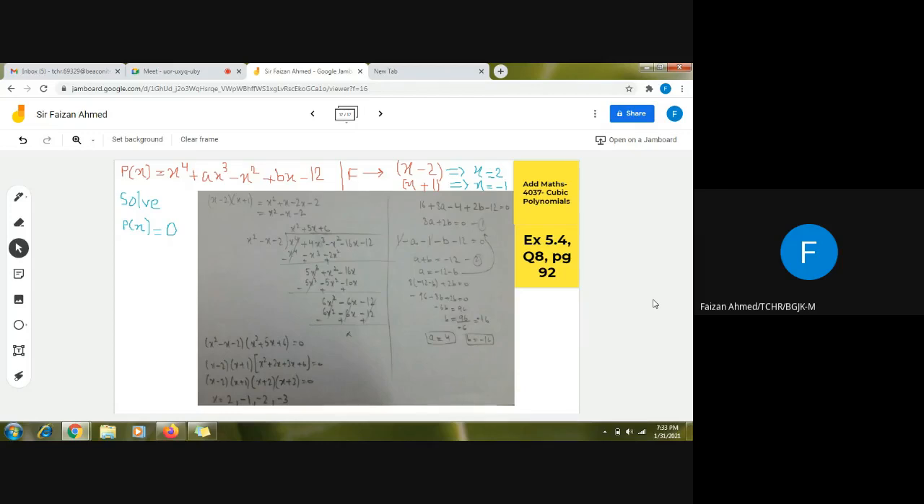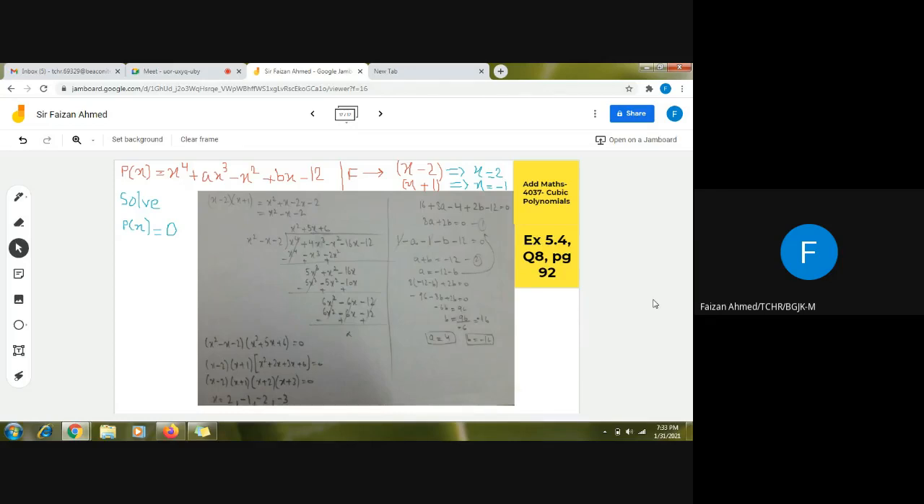In this chapter we were discussing how to factorize and solve cubic polynomials. In this video we'll be solving a question of exercise 5.4, question number 8, on page number 92. It is not basically a cubic polynomial, it is a 4-degree polynomial, and I will tell you how to solve or factorize a 4-degree polynomial.